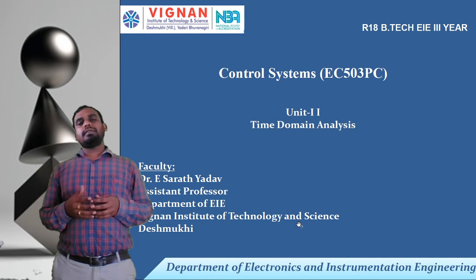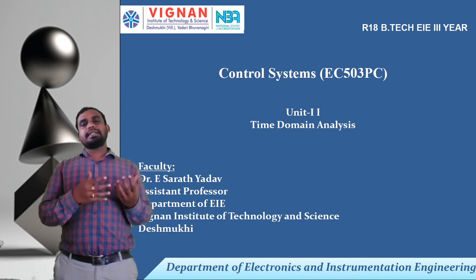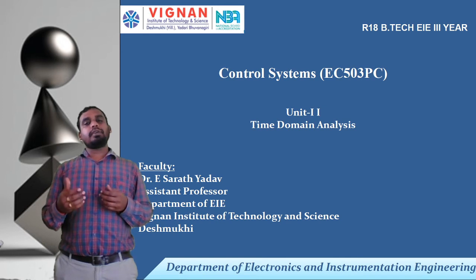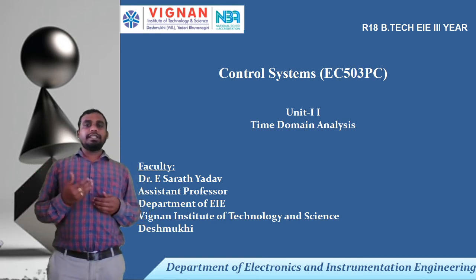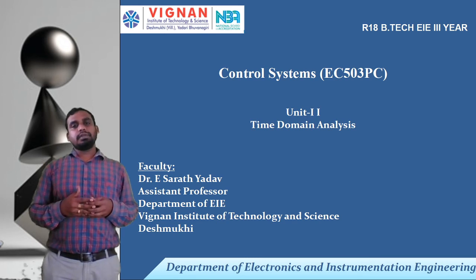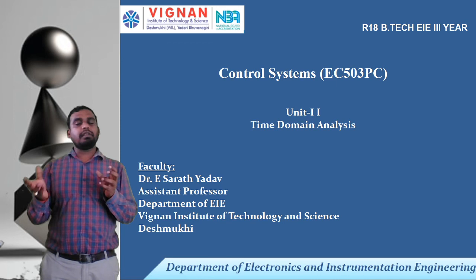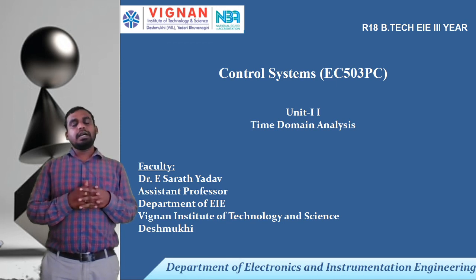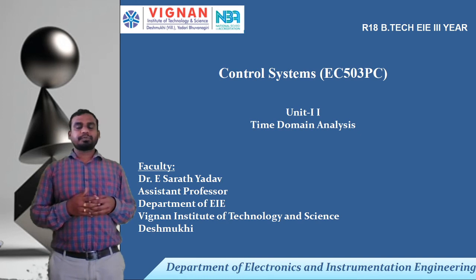In the previous class we discussed what steady state error is, and we derived the steady state error in terms of type 0, type 1, type 2 and type 3 systems. We also discussed the initial value theorem and final value theorem, and expressed steady state error by making use of them. So in this class we are going to discuss what stability is.